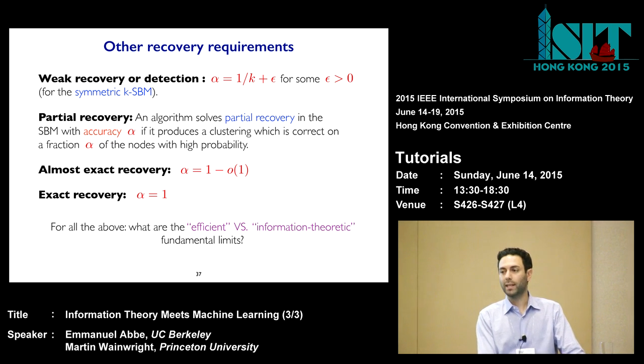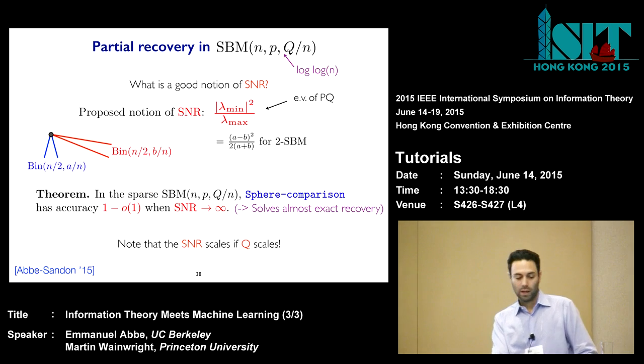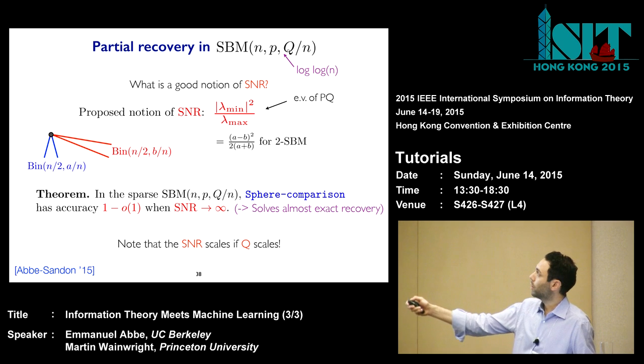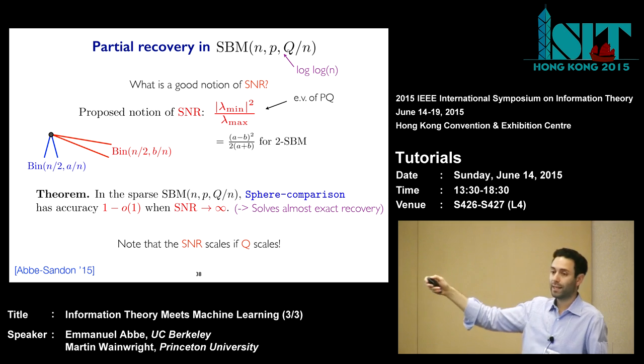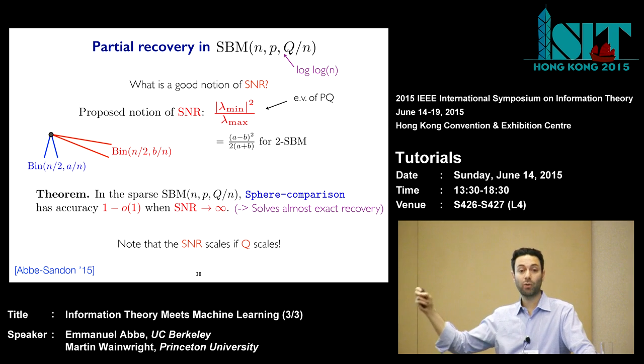So, the next thing that is important to have perhaps at this point is the notion of signal-to-noise ratio. Right? In information theory, all our results are based on the SNR. So what would be a good notion of SNR for this model? Because I'm going to talk about partial recovery now, we're looking at this regime where the W is Q by N. So we no longer have that extra log N factor.